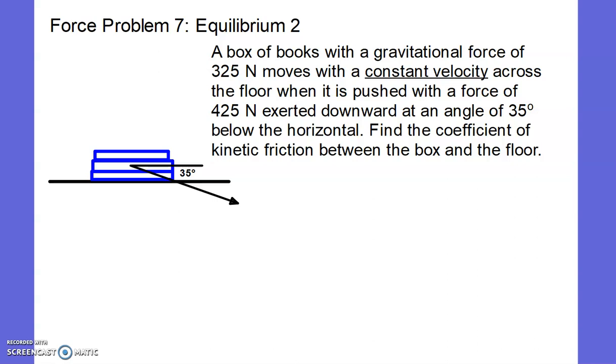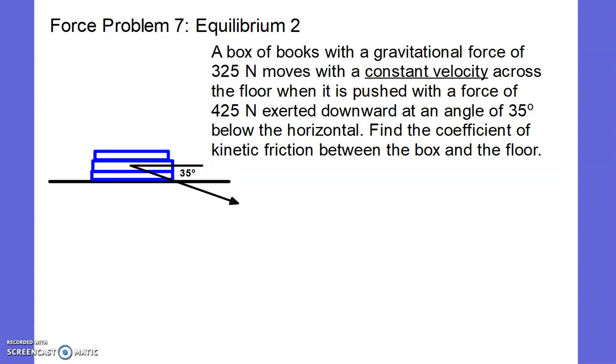So we have a little diagram over here on the left that shows what the direction of this force is, slightly downward below the horizontal line here at 35 degrees. Now, because it says a constant velocity, that means that we are in equilibrium. Even though it's moving, all the forces are going to balance each other out.